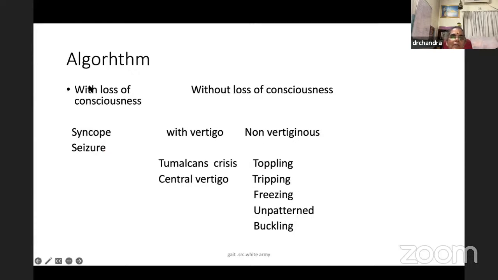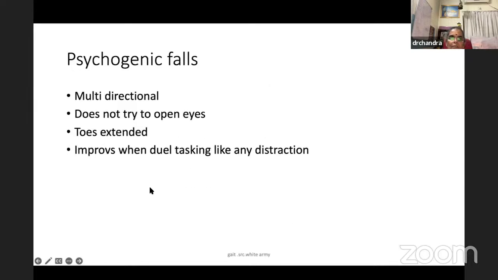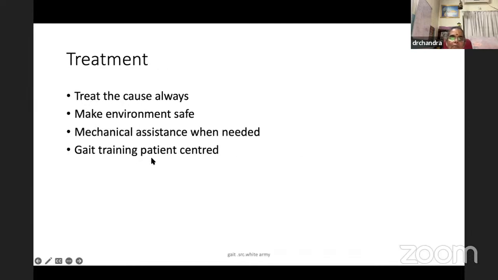So when somebody is falling, are they falling with consciousness or without consciousness? Without consciousness: seizure or syncope. With consciousness: vertigo, non-vertigo. Vertigo includes Tumarkin's crisis in Meniere's disease, or central vertigo. Non-vertiginous causes include toppling, tripping, freezing, unpatterned falls and buckling. Psychogenic falls are multi-directional. They do not try to open their eyes, the toes become extended, and they improve when there is dual tasking.